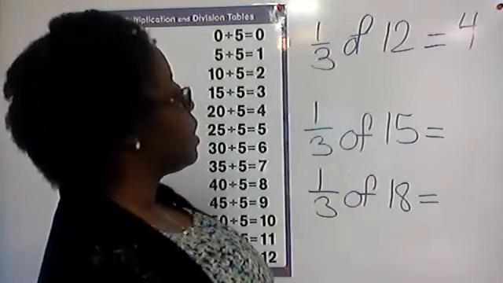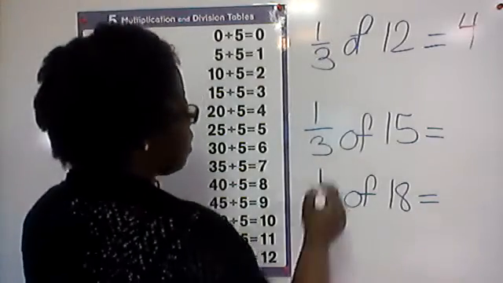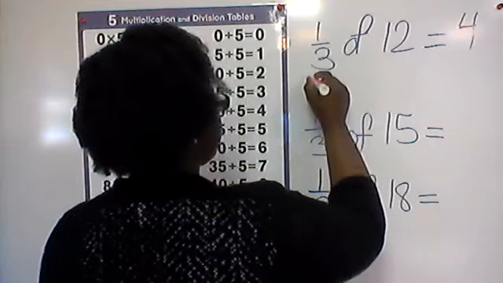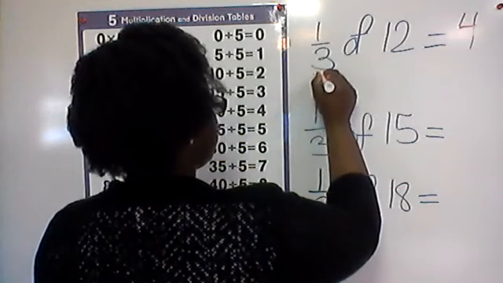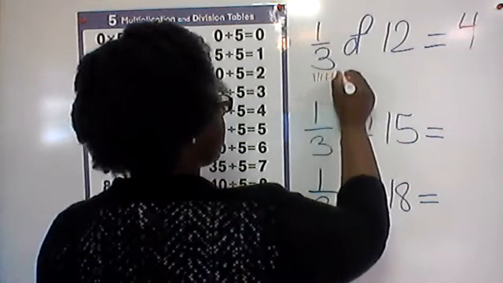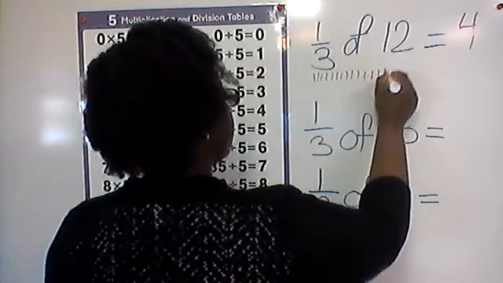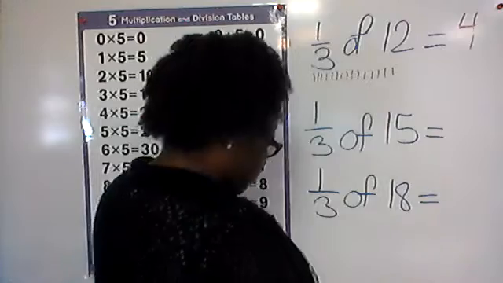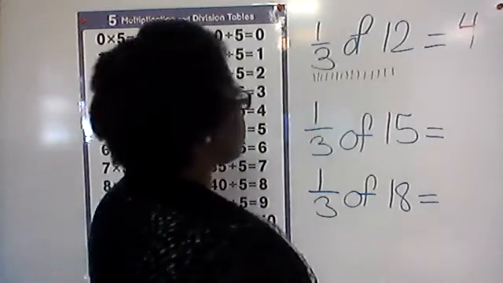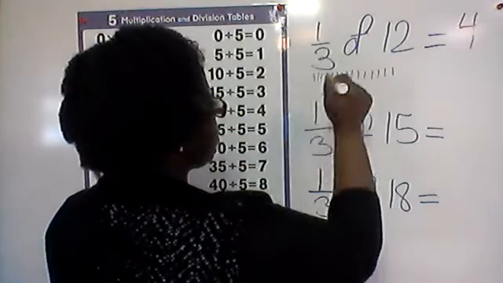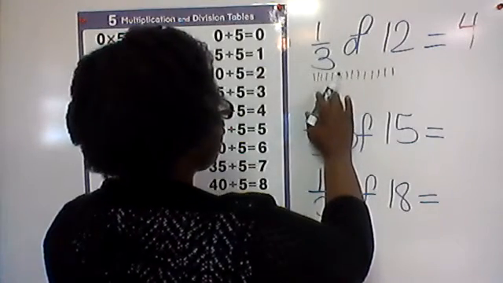So 1/3 of 15, let's do the same thing. I have more space up here, so I'm going to do it up here. I'm going to draw 15. 1, 2, 3, 4, 5, 6, 7, 8, 9, 10, 11, 12, 13, 14, 15. 15 sticks. Grab my other marker. I need to divide it into how many equal parts? The bottom number tells me 3. 3 equal parts. So let's see.